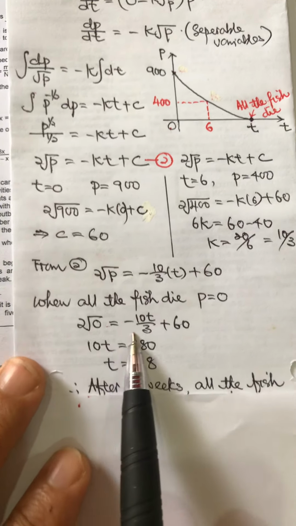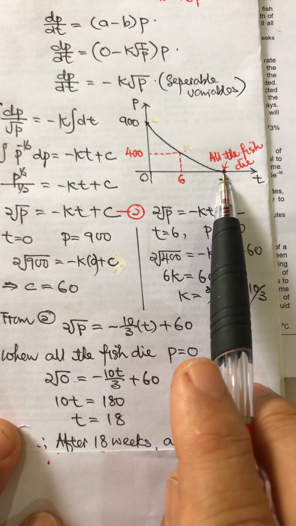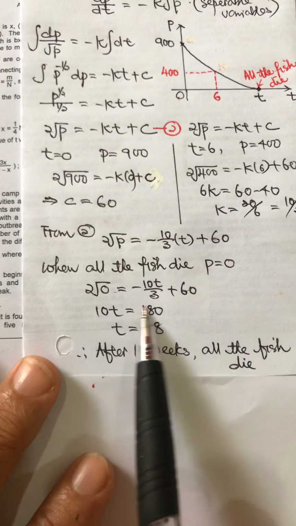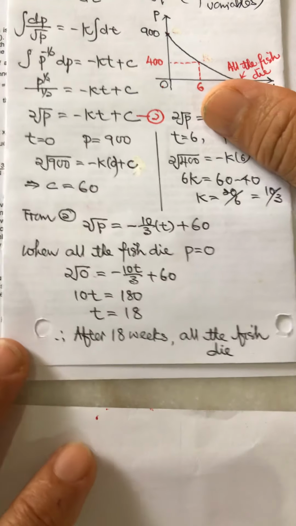And then when all the fish die, we come back to the graph. When all the fish die is here, P equal to 0. So we substitute P equal to 0, we find the t. I get t equal to 18 weeks. That means the answer is 18 weeks, all the fish will die.